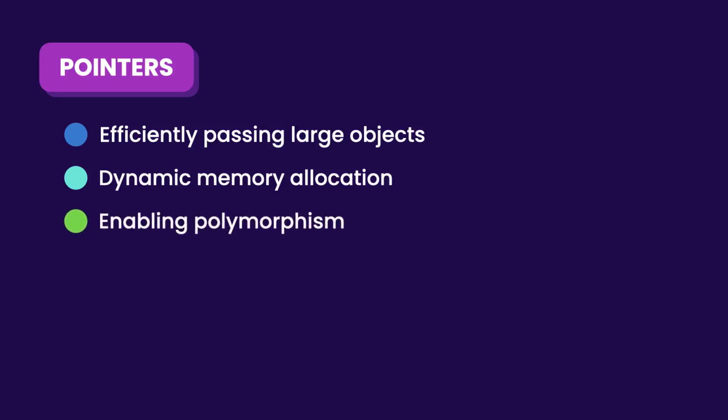Now, the third reason for using pointers is to enable polymorphism, which is one of the capabilities of object-oriented programming. This is an advanced topic, so we'll cover it in the next part of the course. So now that you understand what pointers are and why we use them, let's see how we can declare and work with them.